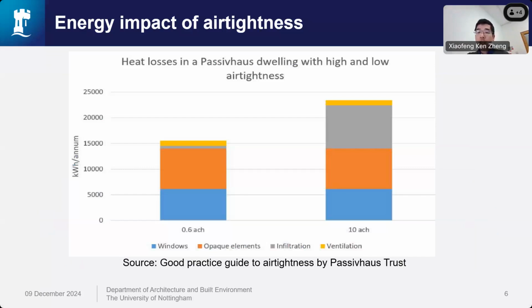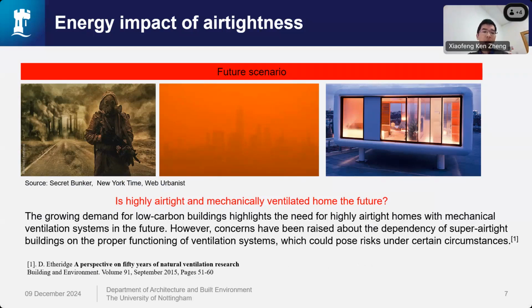Once insulation levels in a building are improved and thermal bridges are addressed, ventilation heat loss becomes a major factor. This figure, taken from a good practice guide to airtightness by Passive House Trust, highlights how infiltration heat loss can make up a significant portion of overall heat losses in low energy buildings if airtightness isn't carefully considered during design and construction. This makes me wonder, is a highly airtight and mechanically ventilated home the future?